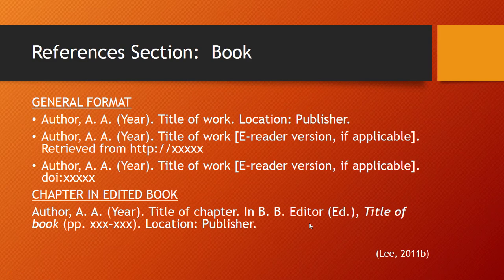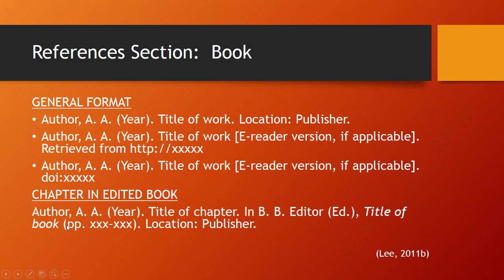All right, now I'm going to move to a book. So you've got author, year, title of work, location, publisher. That's the general format. Now if you're using an ebook, you could still put that. You could put location, publisher, or if you're reading it on a Kindle or a Nook, you can put the e-reader version and the website that you got it from in lieu of the location and publisher.